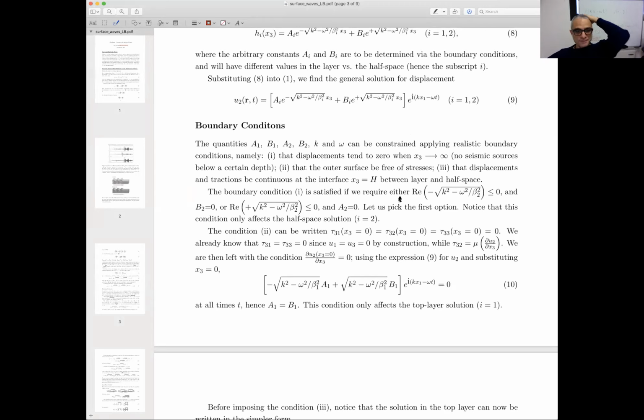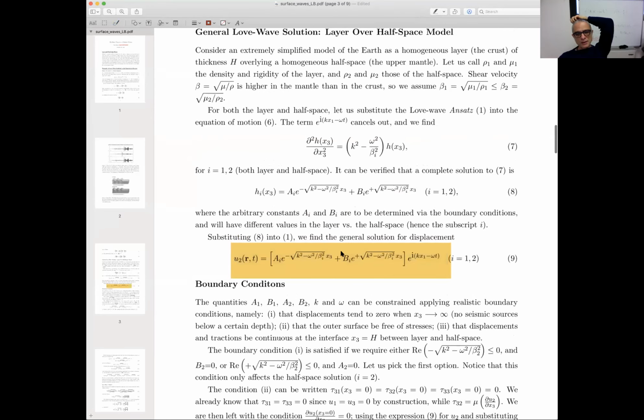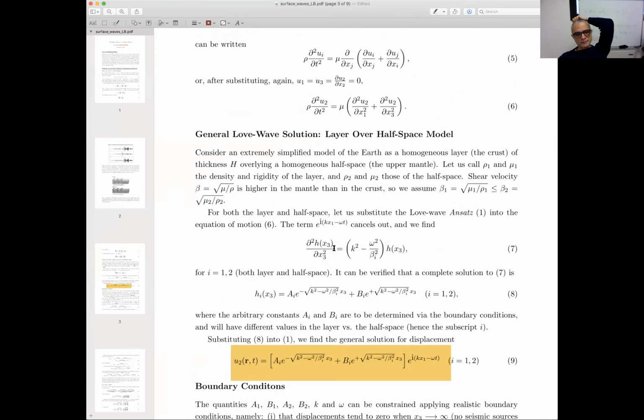All right, so now we have this general solution. If you have some time this weekend, you should be able to take its derivatives with respect to time and distance and verify that it does satisfy our partial differential equation. It's not very different from exercises we've done before.